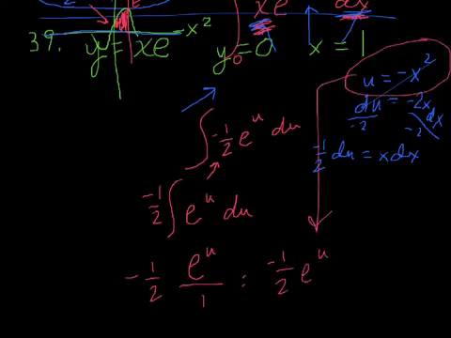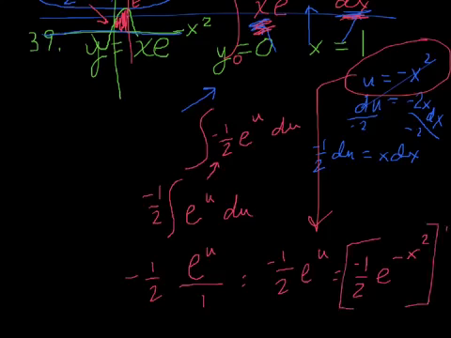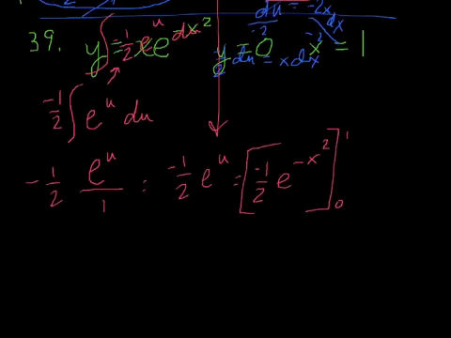Now put your x's back in. So that's negative 1/2 e to the negative x squared. So now that's your answer, that's your integration, and your boundaries are still from 1 to 0. So now you have to finish the problem with your boundaries. So when I plug in 1, I get negative 1/2 e. 1 squared is 1, so I have e to the negative 1. Minus what I get when I plug in 0.